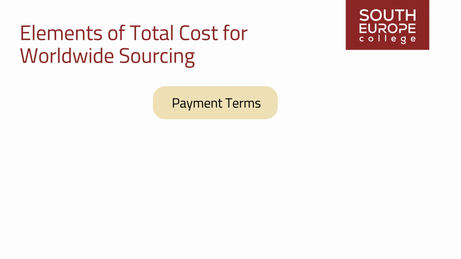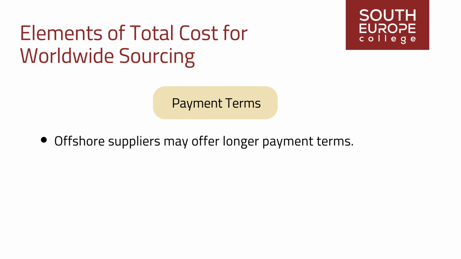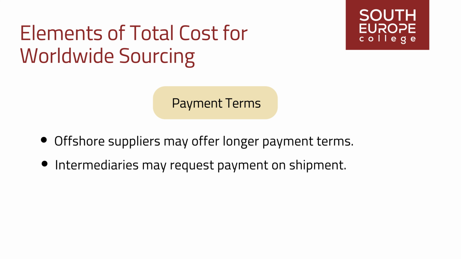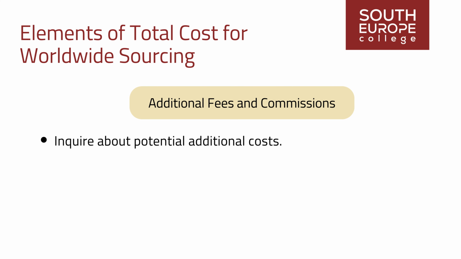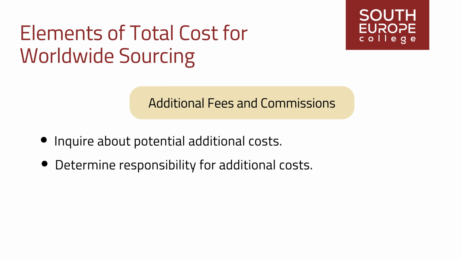Payment terms. Offshore suppliers often grant longer payment terms, such as net 60. If dealing with intermediaries, the payment may be requested on shipment. Additional fees and commissions. Ask the supplier, customs broker, and transportation personnel if other costs may be incurred and who is responsible for these costs. If your shipment is held at the port of entry because of a lack of documentation and customs officials place it in storage, a storage fee will be billed to the customer. Who will pay for this?